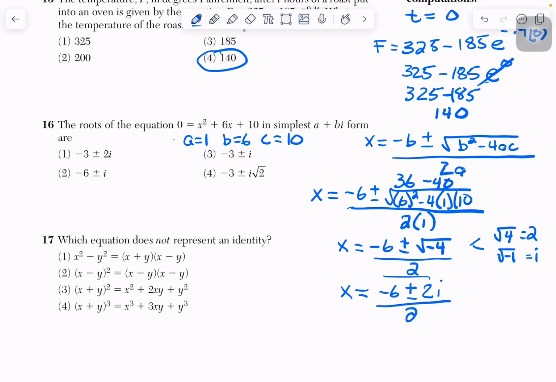And then we have this triangle of doom. We could divide all those by 2. And we get negative 3 plus or minus i, which was choice number 3.